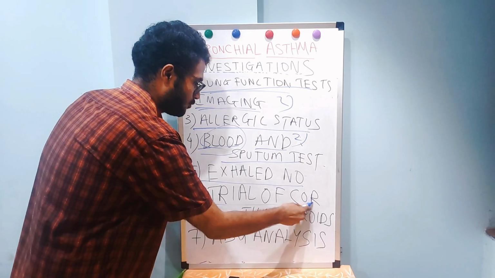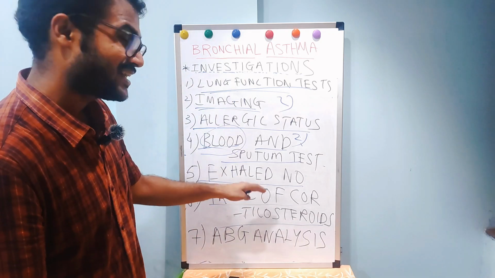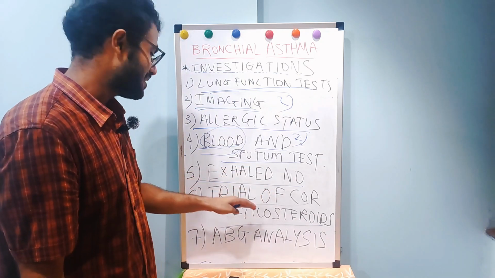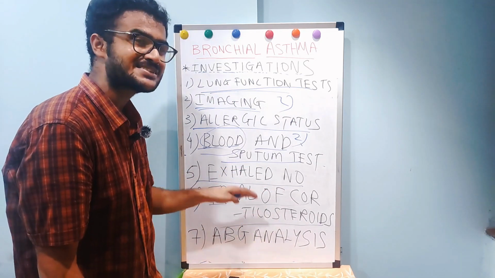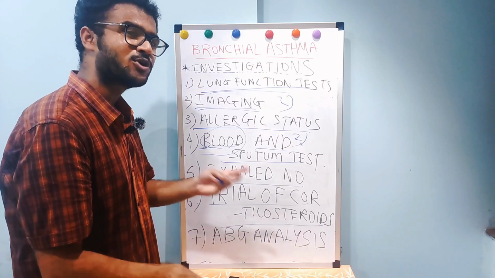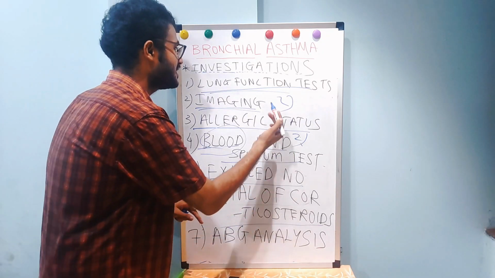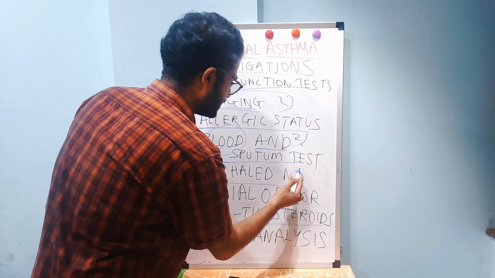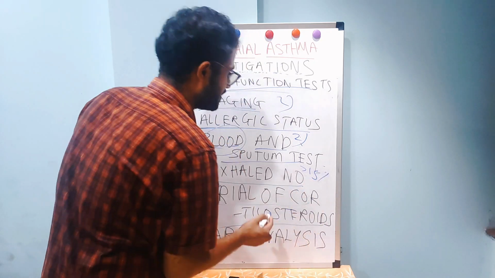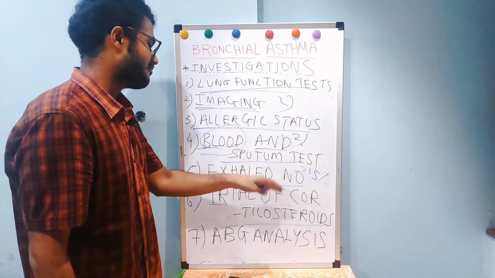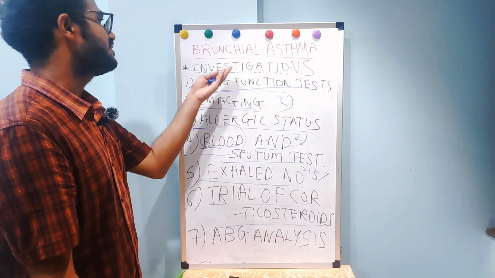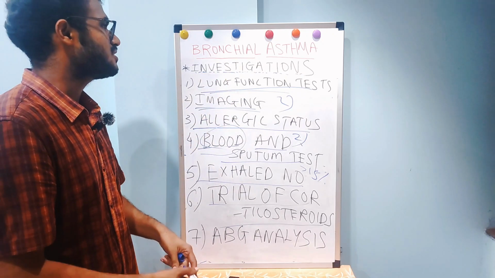Also we give a trial of corticosteroids where airway limitation is extreme. When there is severe airway limitation, we give a trial of corticosteroids, prednisolone 30 mg for 2 weeks, and if there is greater than 15% improvement in FEV1 or PEFR, then it indicates reversibility of the obstruction, that is bronchial asthma.